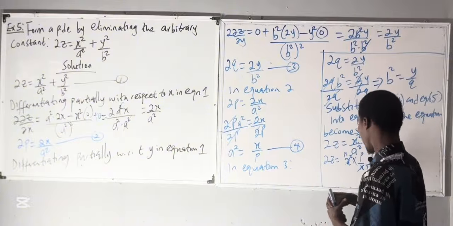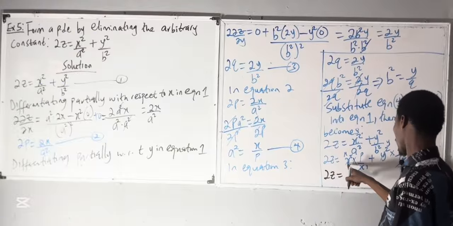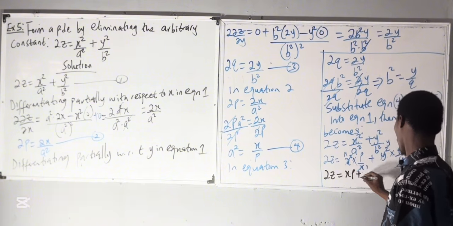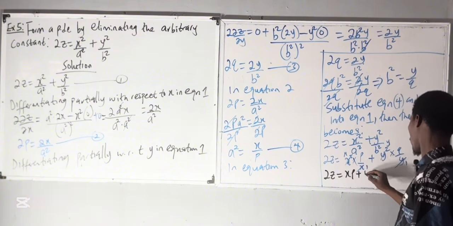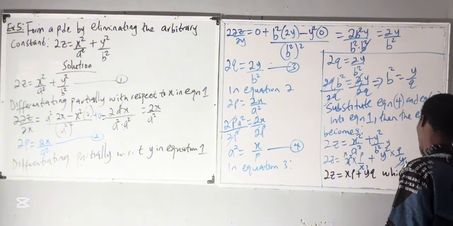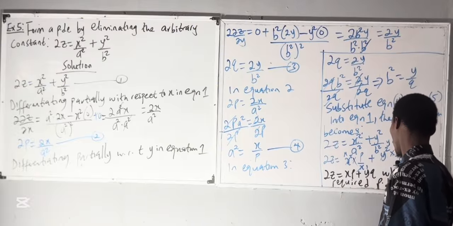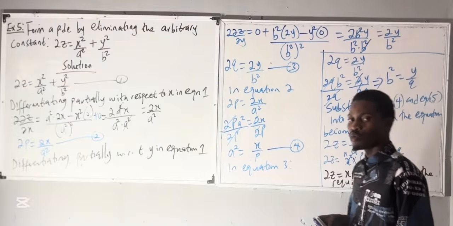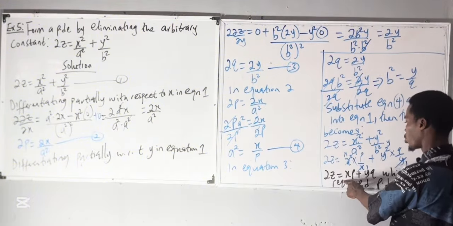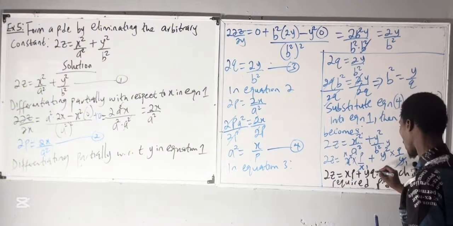So then my equation will become 2z is equal to x times p, we have xp here, plus y times q, then yq, which is the required PDE. So it means we have eliminated the arbitrary constants, and our answer for this is 2z is equal to xp plus yq, which is the required PDE.